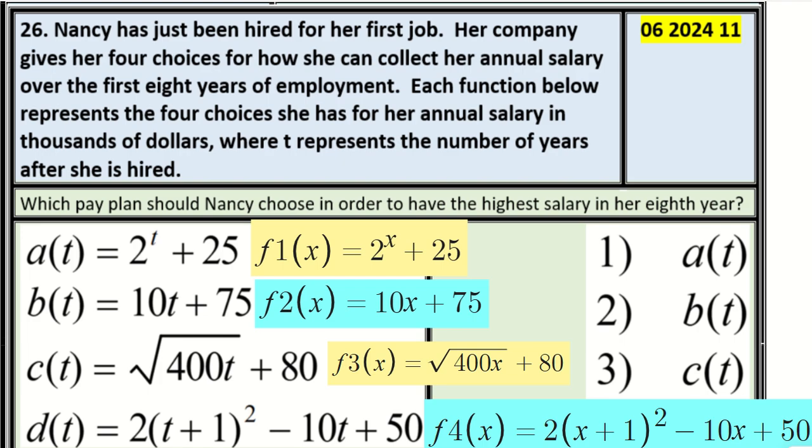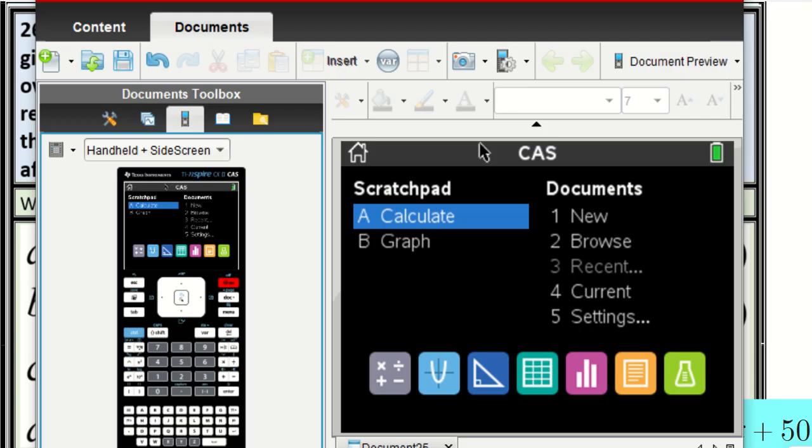So notice what I did for each of these is I changed our functions from A, B, C, and D to all f of a number, because I'm going to graph all 4 of these functions in my TI Nspire graphing calculator. So we're in terms of x and f of x. So let's get to it. Open a graph page.